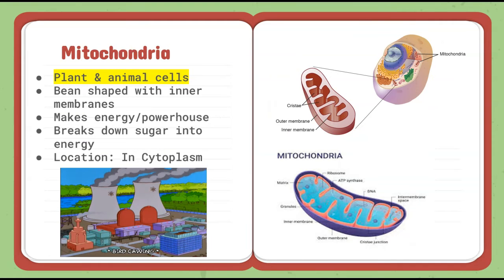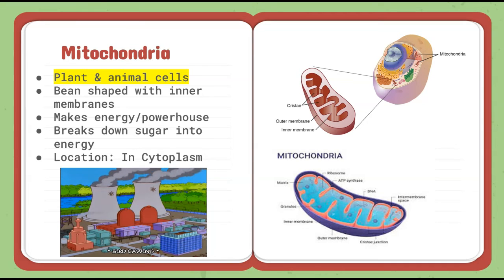The third organelle is the mitochondria. The mitochondria, found in both plant and animal cells, looks like a little bean, but this small bean-shaped organelle makes the energy for the cell. It is a power plant, or powerhouse, for the cell. What it does is take the sugars that the cell makes and turn them into energy. Otherwise, the cell wouldn't be able to make energy.